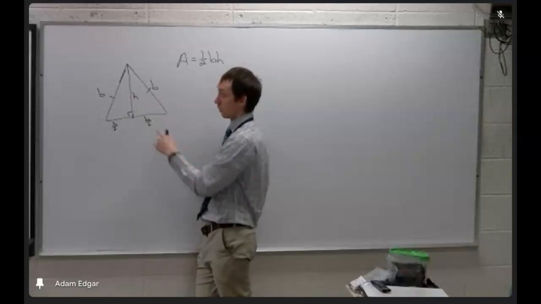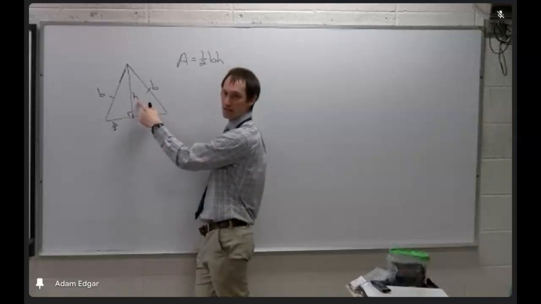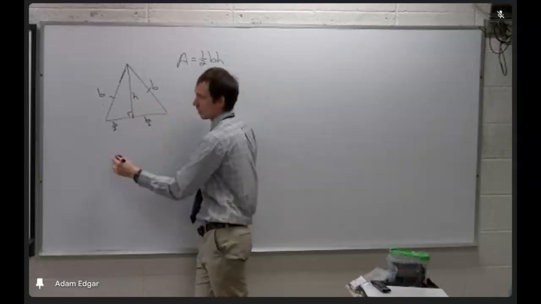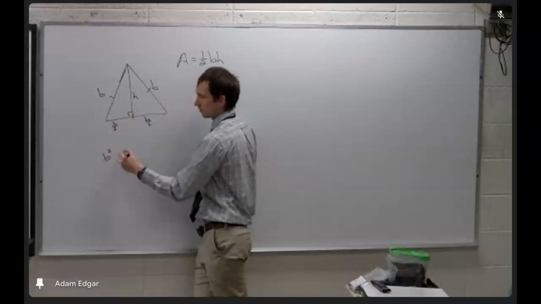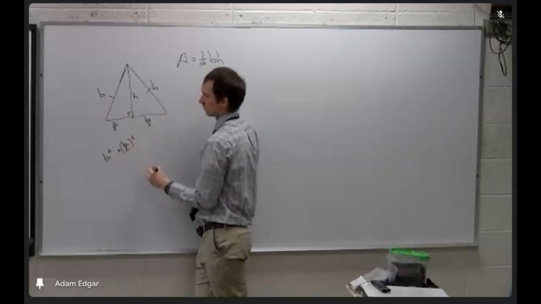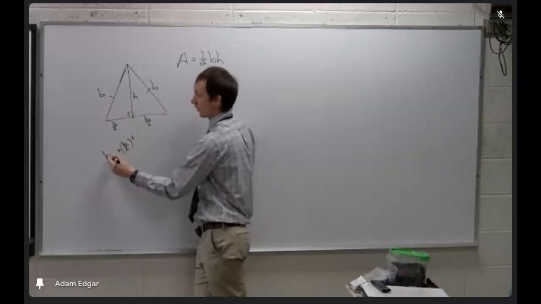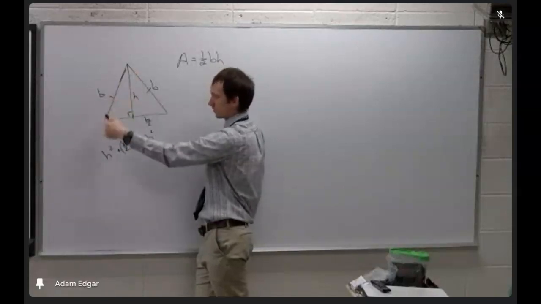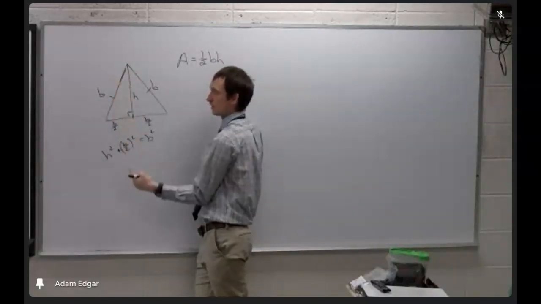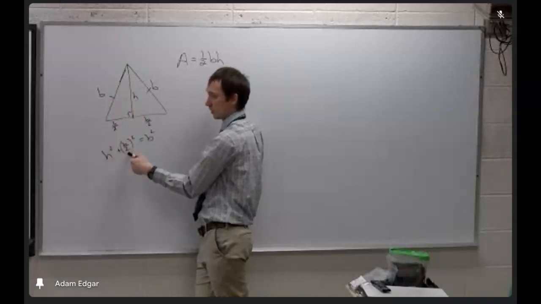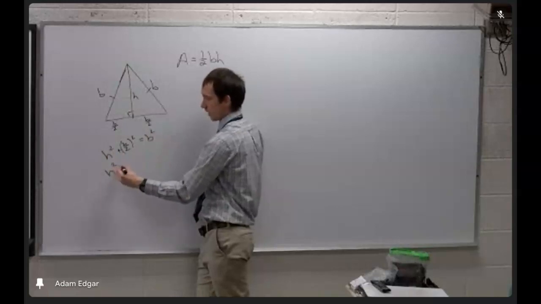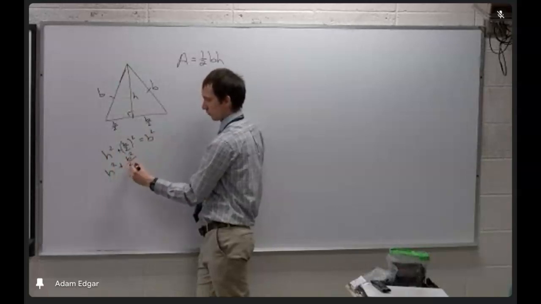Solve for H using what magic theorem? The Pythagorean theorem. Hooray for the dead Greek guys. So we have H squared plus (B over 2) squared equals the hypotenuse squared, right? The hypotenuse of this triangle is B, and the legs of this right triangle are H and 1/2 B. So you do your Pythagorean theorem: H squared plus B squared over 4 equals B squared.